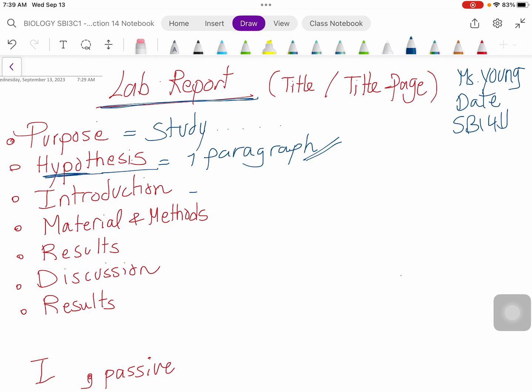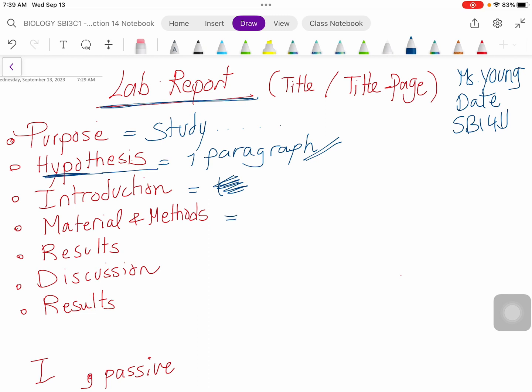And then an introduction. In the introduction, you're introducing the properties. You can give good information here, but don't go more than a page because really it's not about the introduction. It's about the lab. You can go between 1 to 2 paragraphs to 1 page, but don't go further than that.